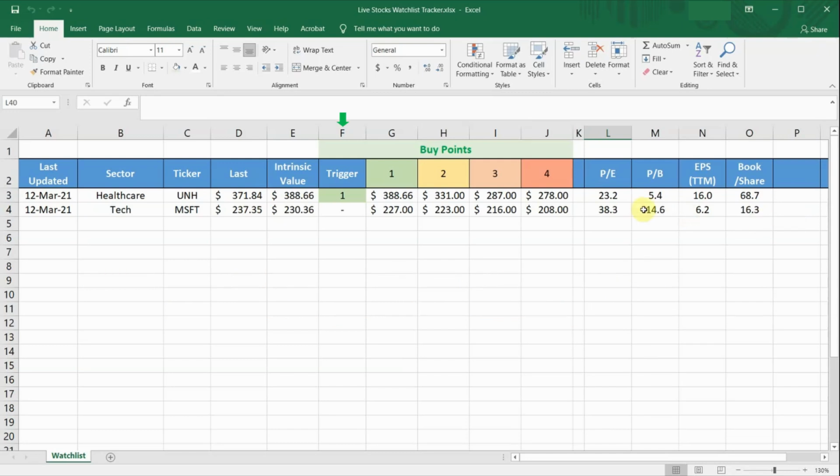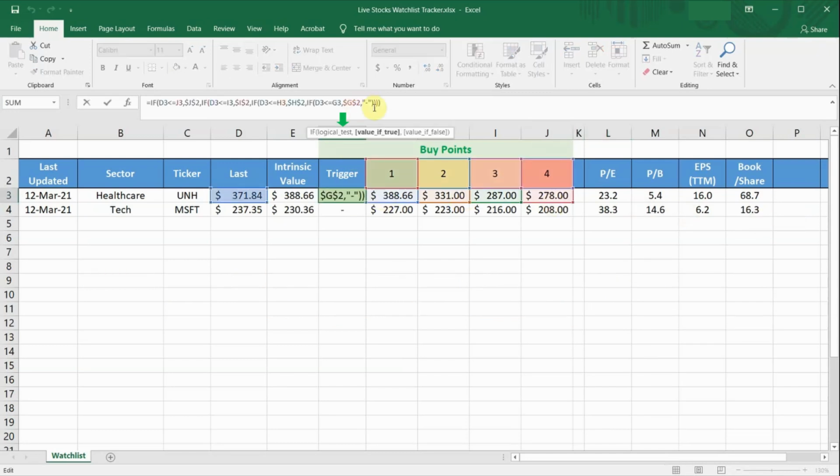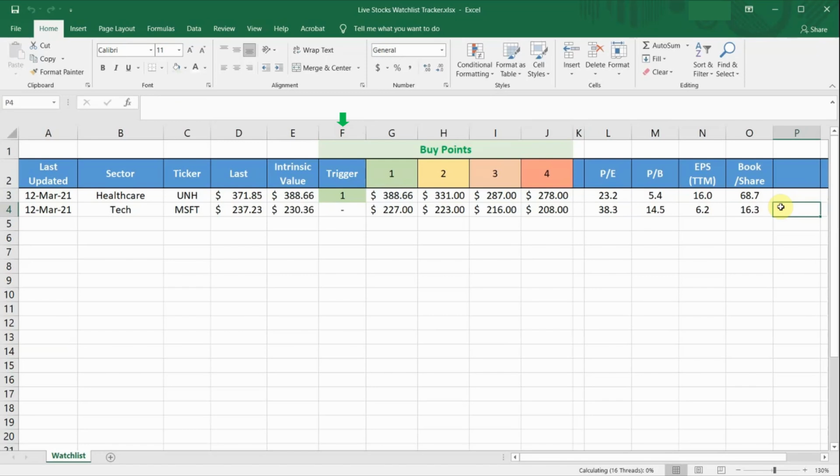I've set up the formulas in column F such that the sell value will change to the different price levels whenever the last done price in column D reaches that price level. So take for example the case of United Health, UNH. The current last done price is at around $371, which is lower than my first buy point of $388. So cell F3 is showing the value of 1, telling me that it has reached my first buy point. If the stock price goes lower and hits my second buy point of $331, then cell F3 will show the value of 2. And the same for Microsoft.